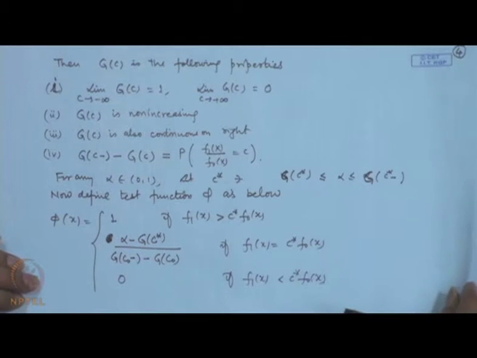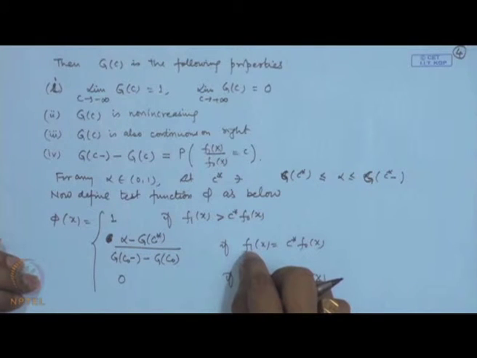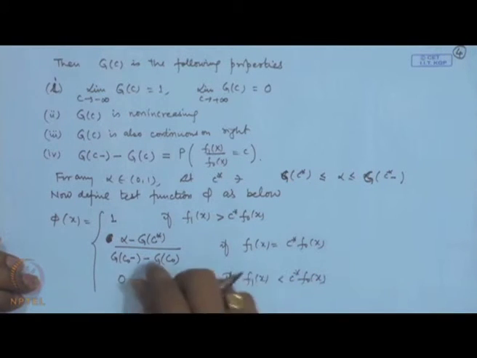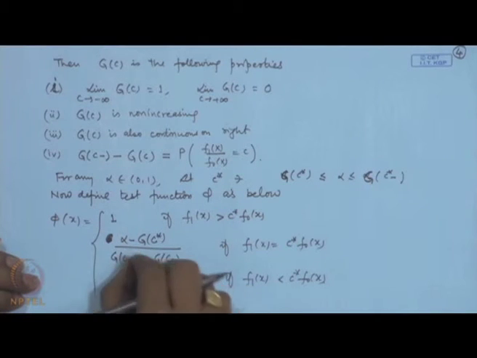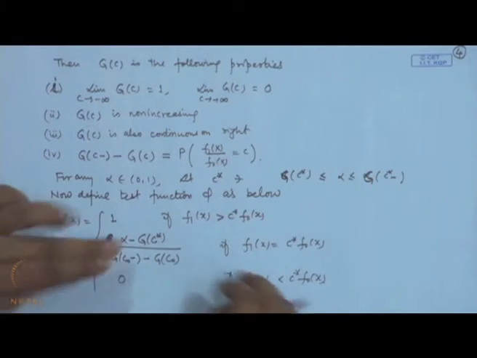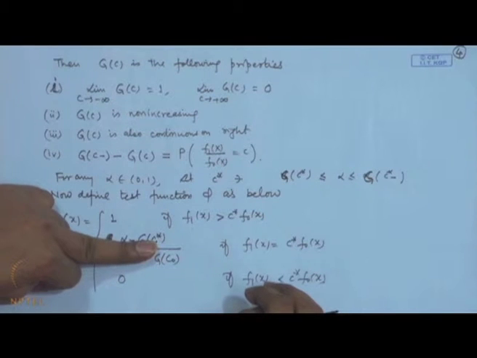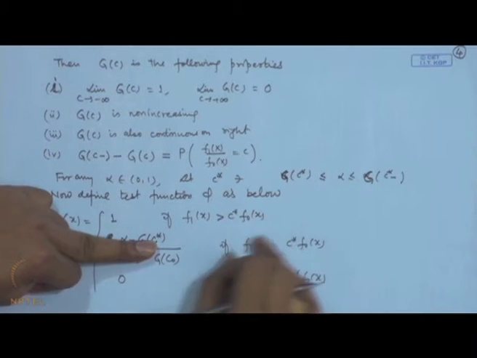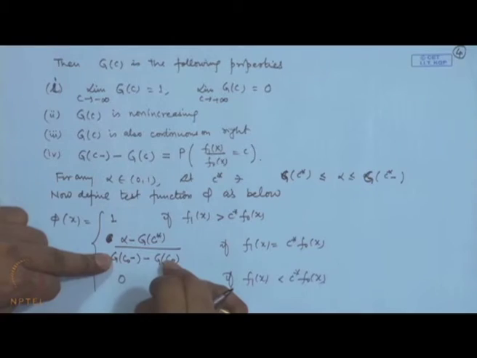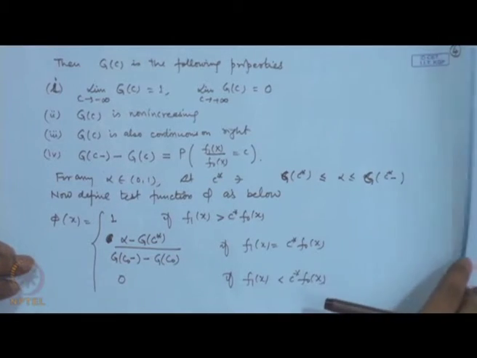Now, if for example G(c star minus) is equal to G(c star), that means if it is continuous, then this expression will actually become meaningless. In that case, we do not have to define this. So, we do not have to consider this when it is continuous. So, let me write this comment here.